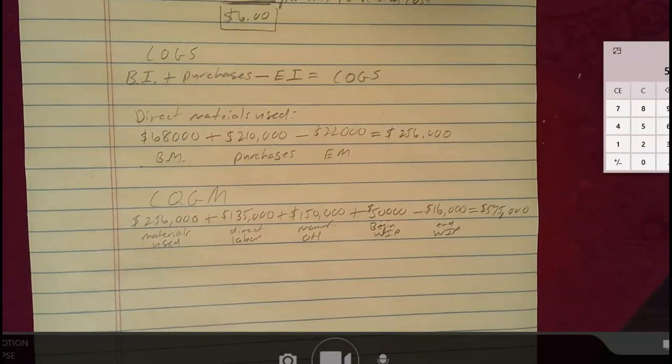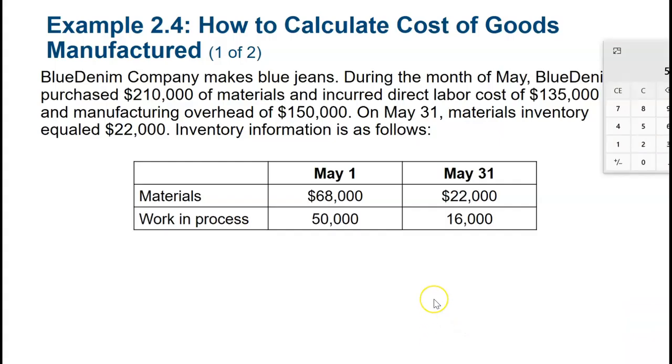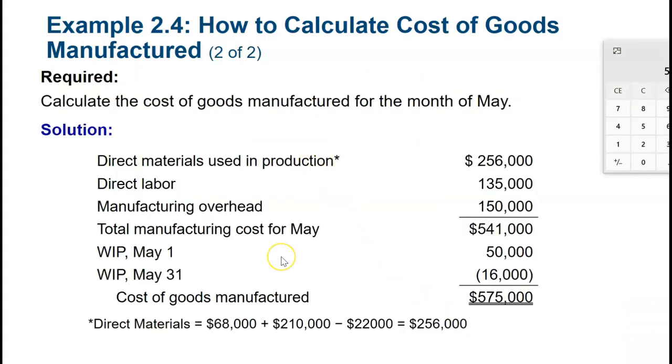Now, let's go back and check out our math. And there it is. We already did this calculation previously. We then added direct labor and manufacturing overhead to come up with $541,000. We had $50,000 in work in process. That's inventory that had not been completed. We now have $16,000. What that tells us is there's $34,000 here that was completed, that was manufactured in this period.